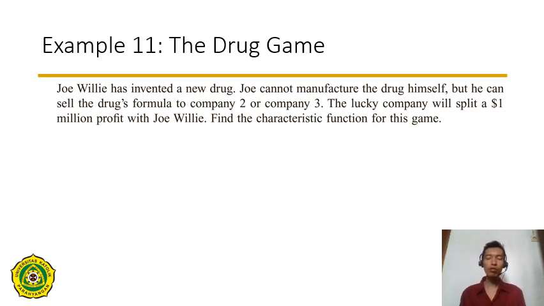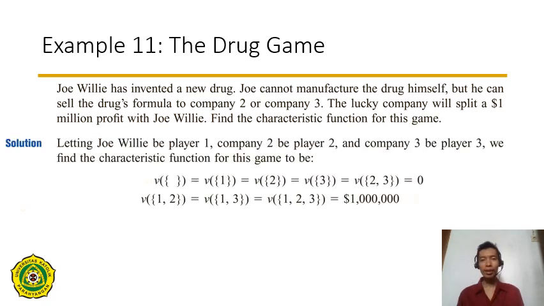So the question is, find the characteristic function for this game. Here we have three players: Joe Willie, company 2, and company 3. Remember, for the characteristic function, we need to find a value that each subset of the players may receive in this game. So we need to define the subsets first, and then we see how much value that subset or coalition receives. We have three players.